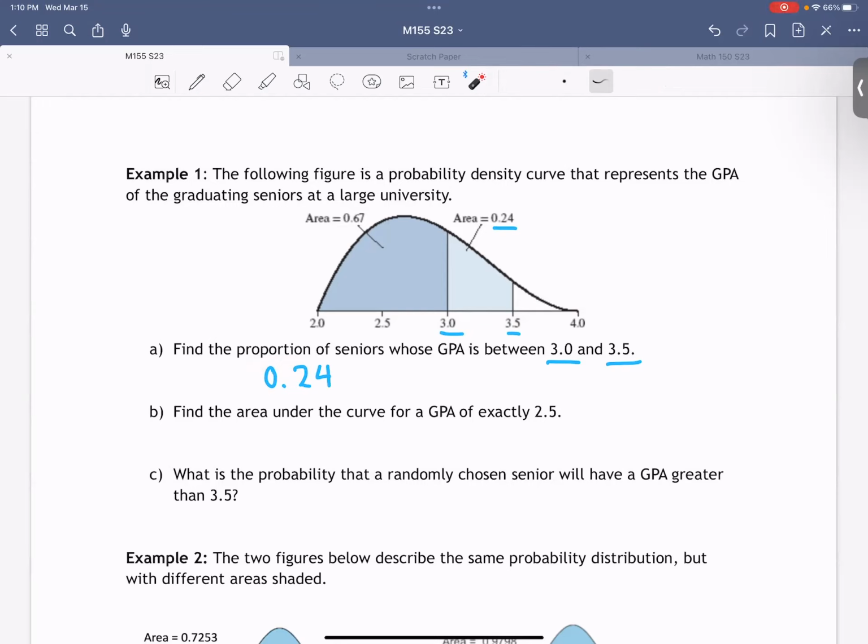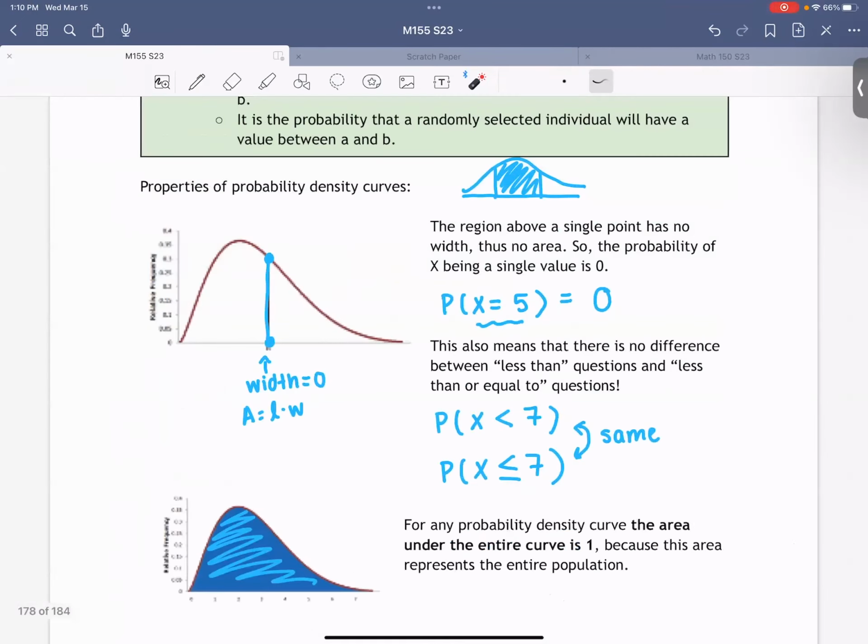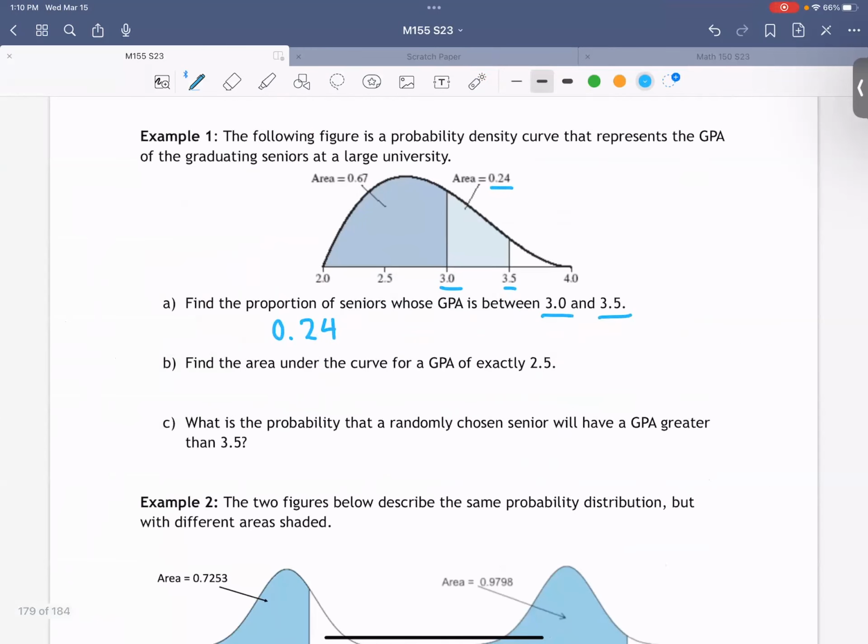Okay, letter B. Think about what we did on the last page. If I wanted to find the area under the curve of exactly 2.5, what do you think that answer is going to be? 0, right? Remember, on the last page, we said the probability of an exact number, like the probability that x equals 5 or is exactly 5, the answer to these questions is always going to be 0 for this section. So whenever you're asked an equal to question, the answer is always 0. That's it.